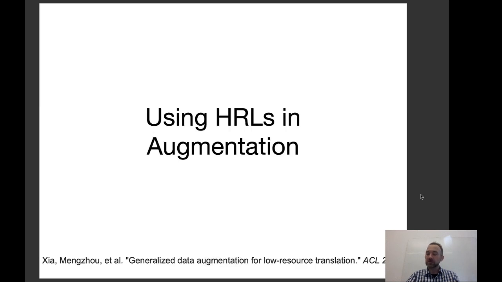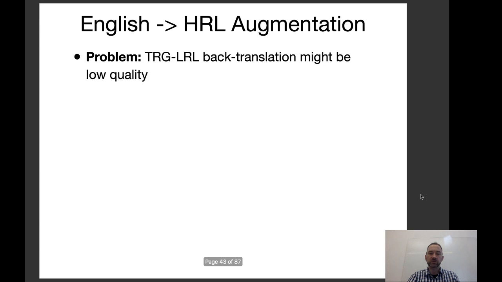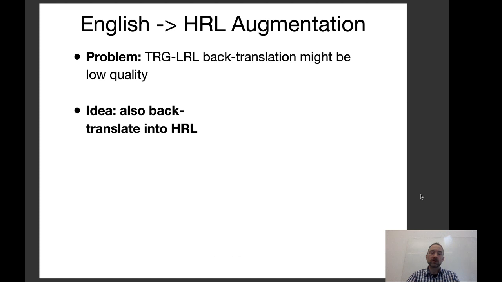So first I'm going to talk about how we can combine multilingual training with data augmentation. And there are several ways that I'm going to talk about here. So the first way is English to high resource language augmentation. So the problem is that in a low resource language or low resource domain, target to low resource language back translation might be of very low quality. So one idea is to also back translate into the high resource language. And the advantage of this is that this will give us more sentence pairs that we can train from.